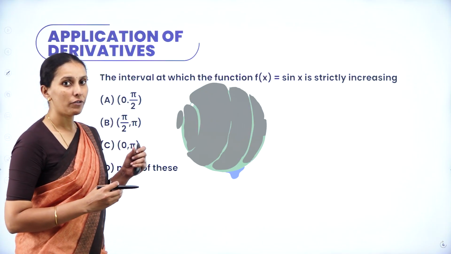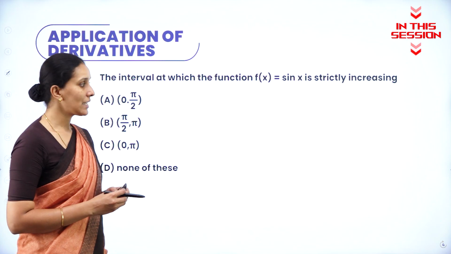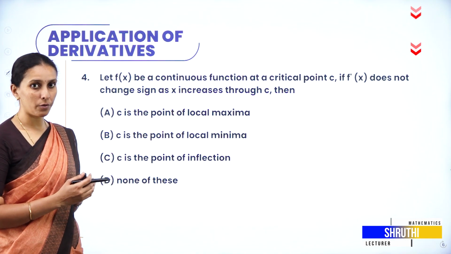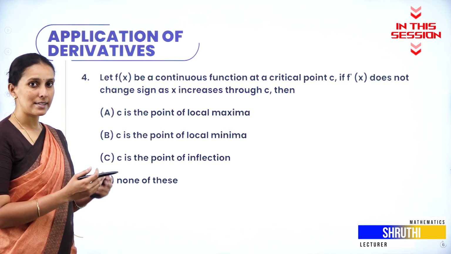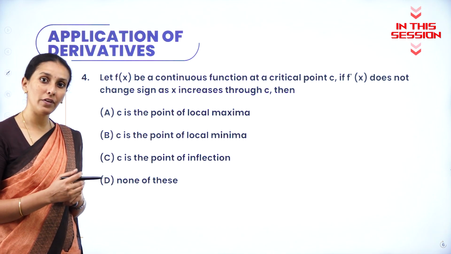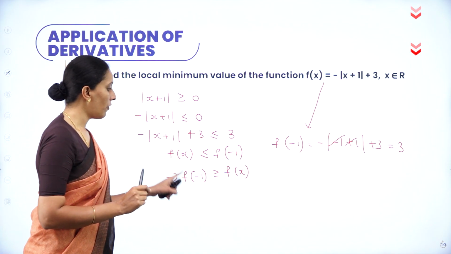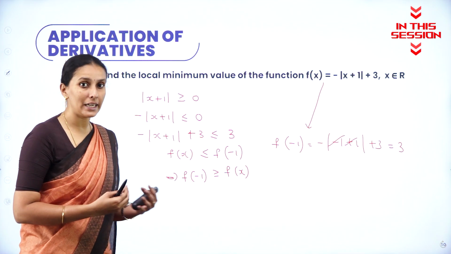If the derivative of the function is greater than 0, or it is positive, we can say it is an increasing function. We have observed the function y is equal to x cube curve. So it's an increasing curve and it is not changing as the value of x increases. So then we say that it is a point of inflection. According to the definition of local minima, f of c should be less than f of x, but here we are getting f of c is greater than f of x.